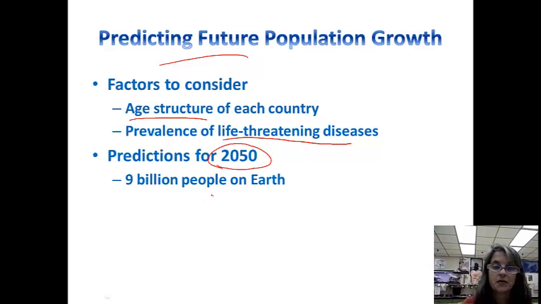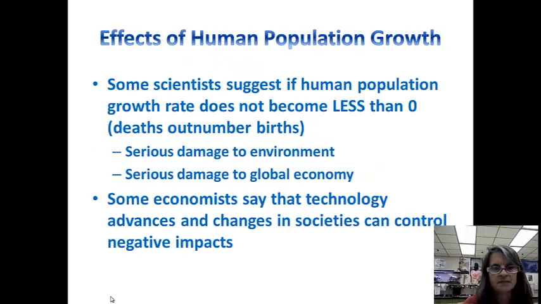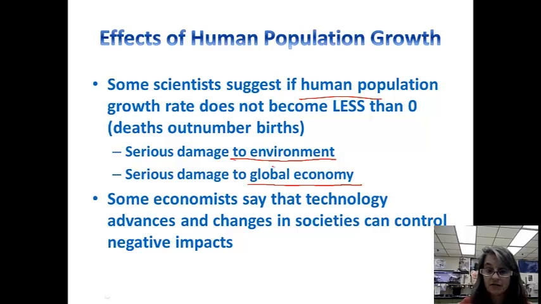Predictions for 2050, according to your textbook, were 9 billion people on Earth. We've hit 7 billion within the fairly recent year or two, okay? Some scientists suggest that if the human population growth rate does not slow down, we are going to damage the environment beyond repair, and of course damage our economy if we damage our environment to that degree. Of course, some economists say that technological advances and changes in society can mitigate these negative impacts. That all of that is open to a lot of interpretation by you. So we'll talk about that a little in class.